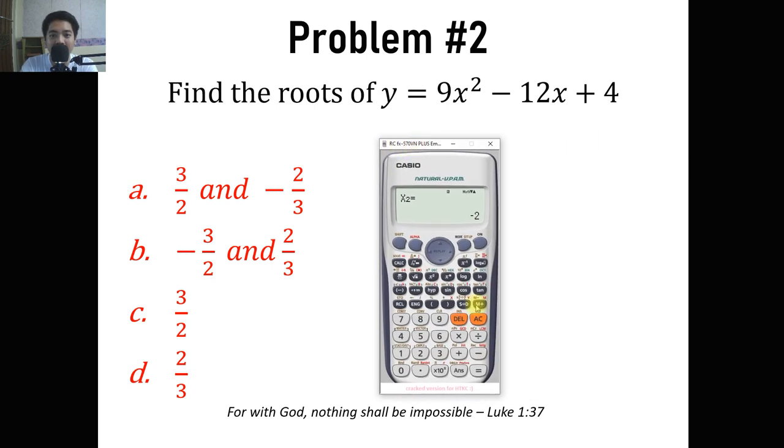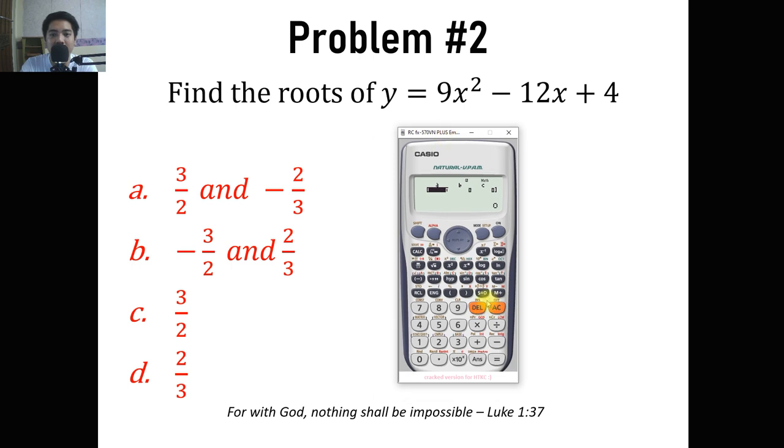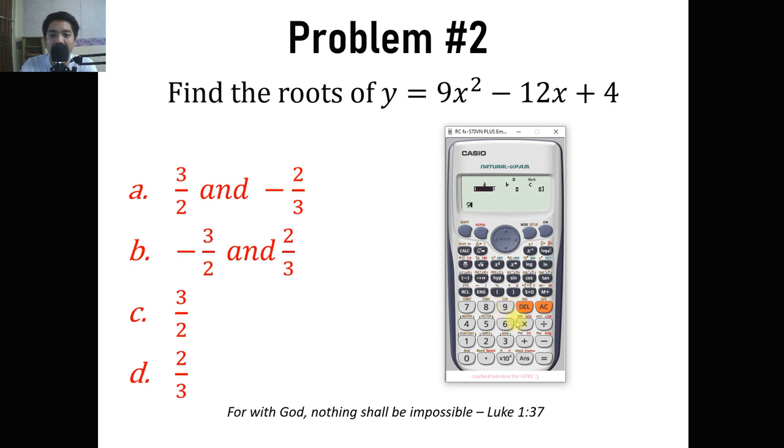The same problem, it says that we have to find the roots of y equals 9x squared minus 12x plus 4. So again, the same thing that we're going to do. We have to put this equation into its standard form. In this case, it's already in the form that the calculator requires us to do. So we have 9, we have negative 12. Just input the coefficients. And then we have 4. Be careful also to include the sign. Okay? So, again, press equal sign.